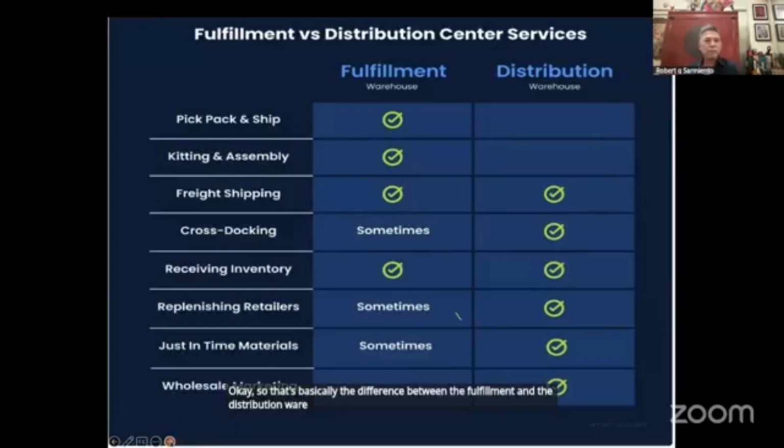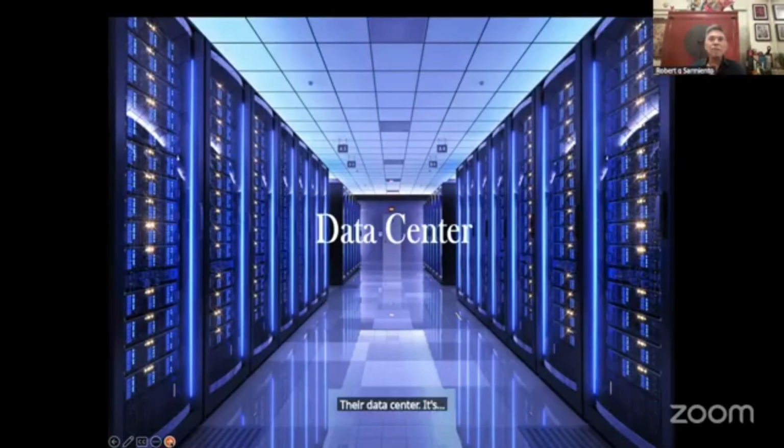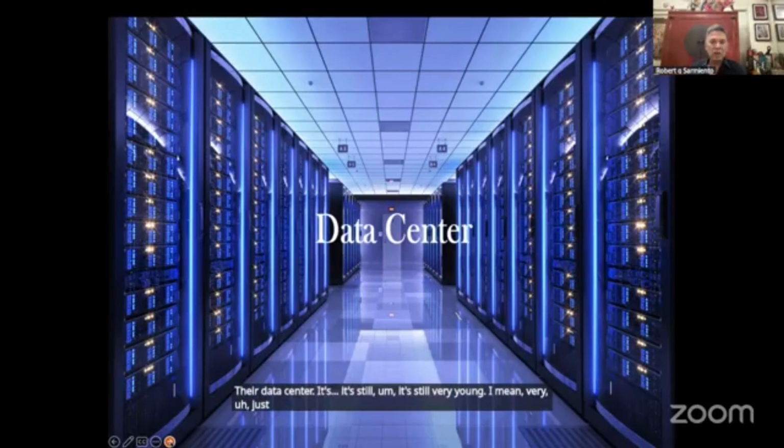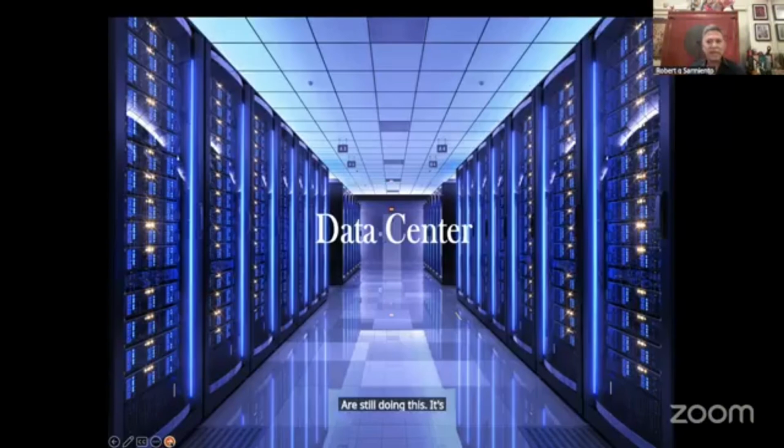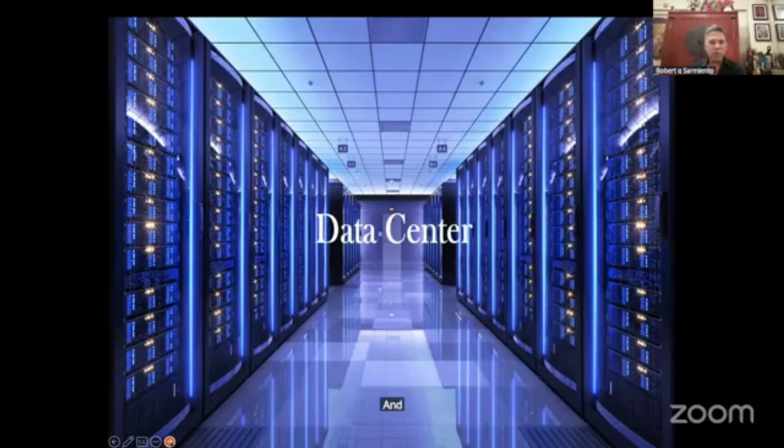Next slide. Their data center is still very young. Just the major players are still doing this. It's not available yet, it's still a lot of risk for those that are just wanting to get in and be part of the stakeholders. Why? We're still behind on power, diba? And data centers require a lot of power. Okay, next slide.